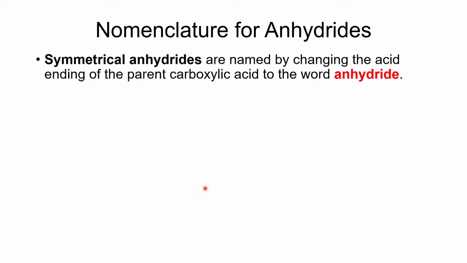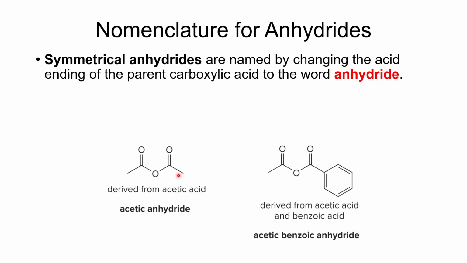When it comes to the nomenclature for anhydrides, it's pretty easy. Symmetrical anhydrides are super easy. You just name whatever the name of the acid is, the parent carboxylic acid, and just change the word acid into anhydride. An example of this is that this is derived from acetic acid. So if you take 2 acetic acid molecules and you get rid of the water, you will get the acetic anhydride. So again, just change the name from acid to anhydride.